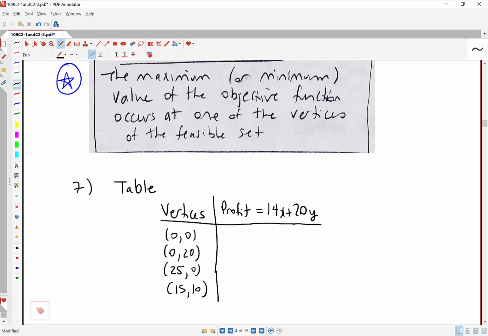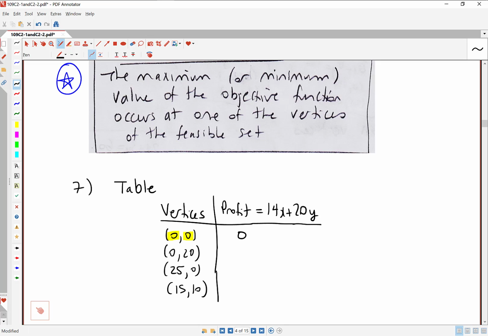So now we're going to plug into our profit function. Okay, so with these ordered pairs, this is your X value and that's your Y value. So for the first line, our profit is 14 times 0 plus 20 times 0. In other words, 0 profit. So that makes sense. If you make 0 chairs and 0 tables, 0 profit.